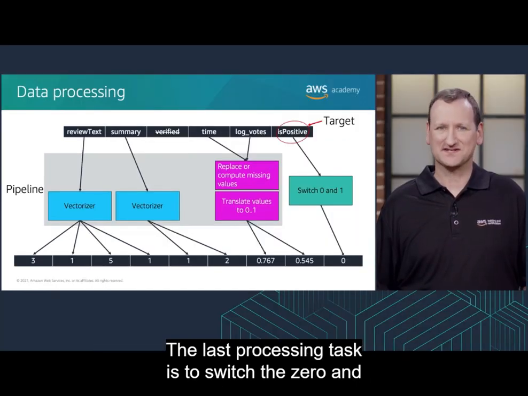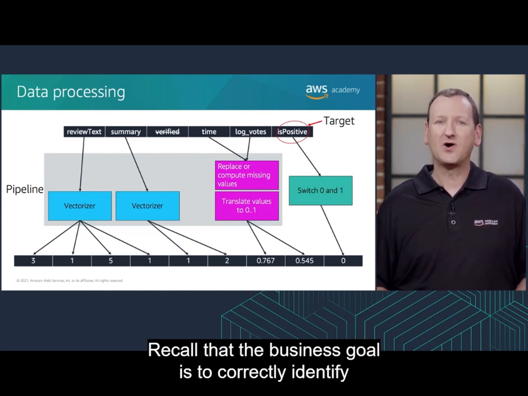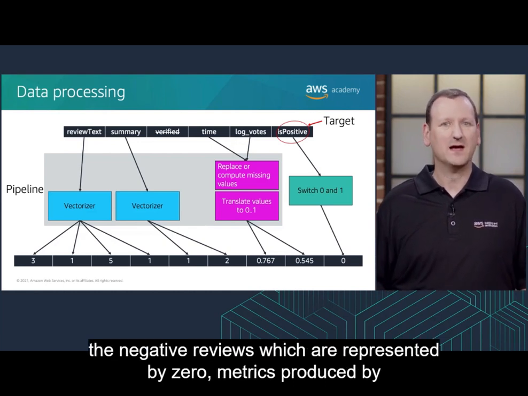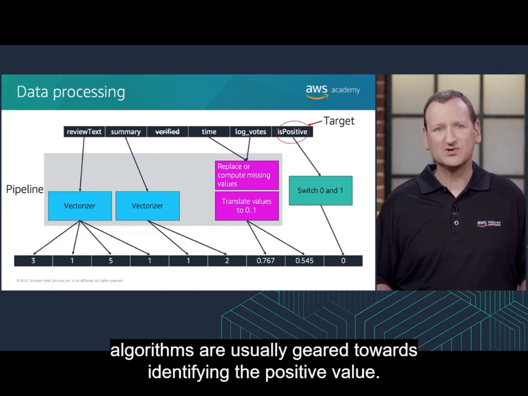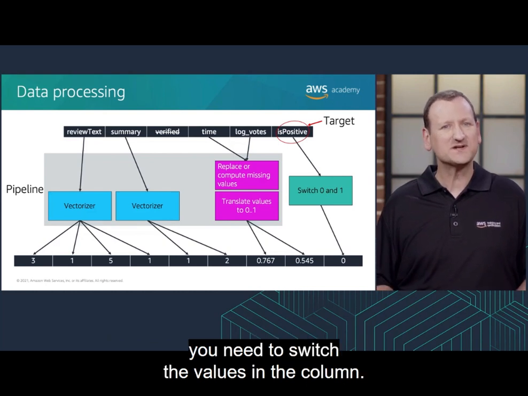The last processing task is to switch the 0 and the 1 in the is positive column. Why? Recall that the business goal is to correctly identify the negative reviews, which are represented by 0. Metrics produced by algorithms are usually geared towards identifying the positive value. If you want to use the built-in metric, you need to switch the values in the column.